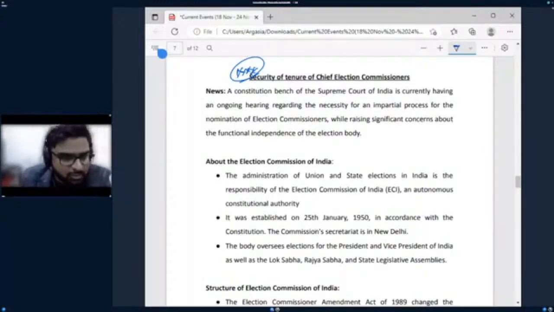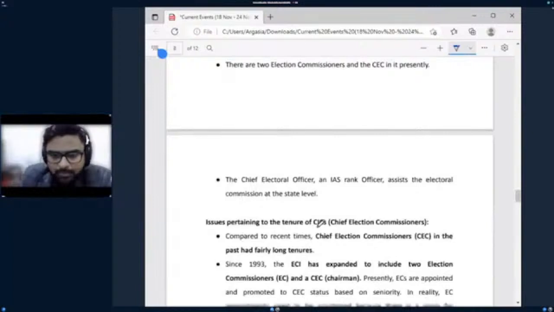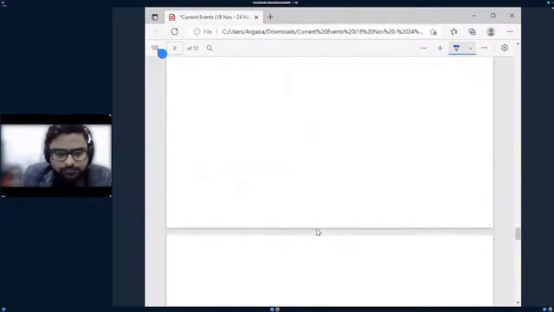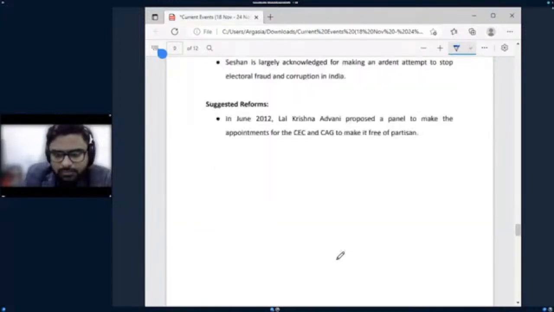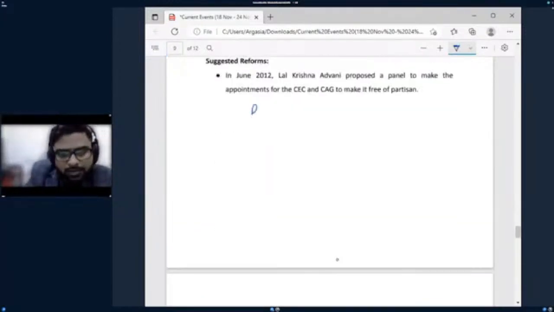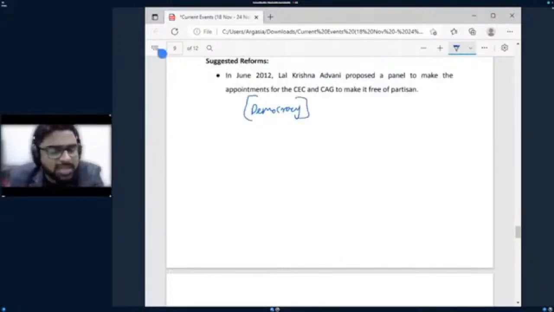Now let us come to the third news. The third news that we have is security of tenure of Chief Election Commissioners. थोड़ा सा we have to understand democracy at this point of time. थोड़ा सा we need to understand the democracy, how it works.